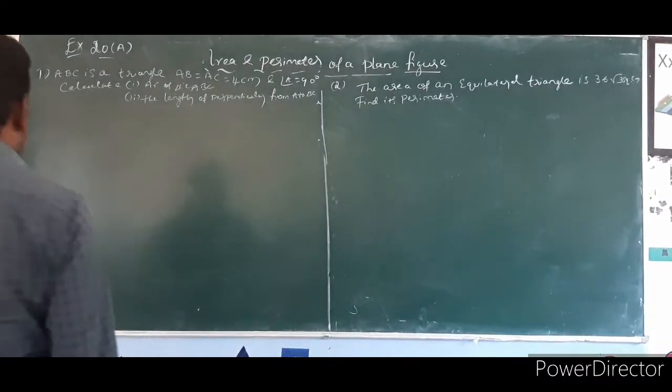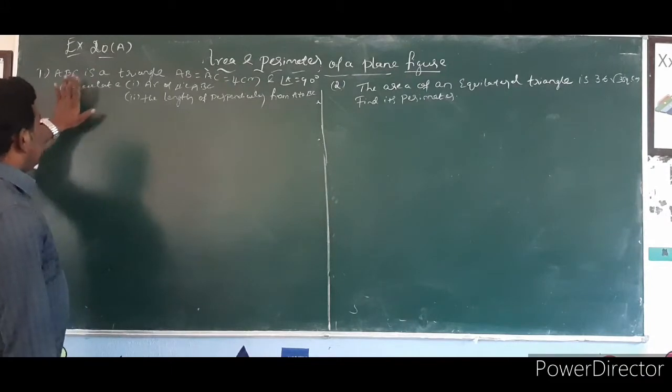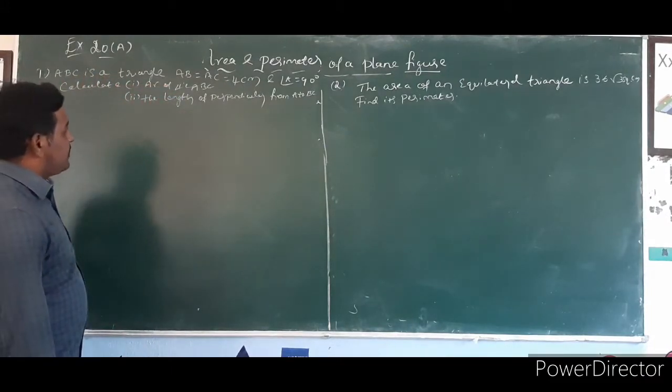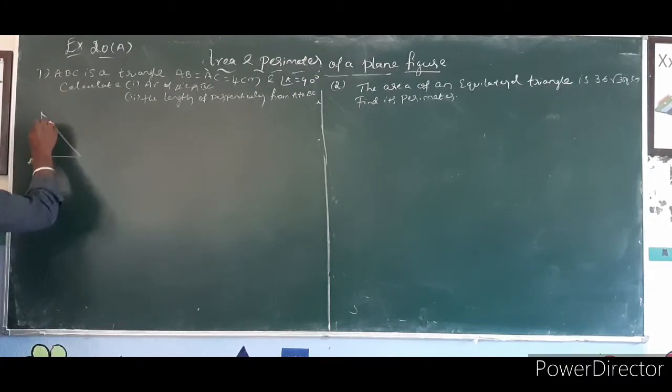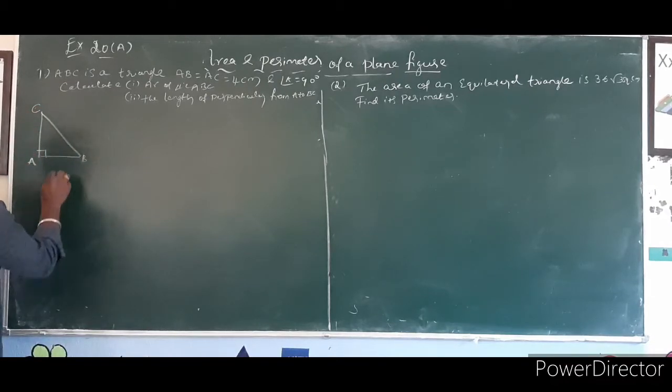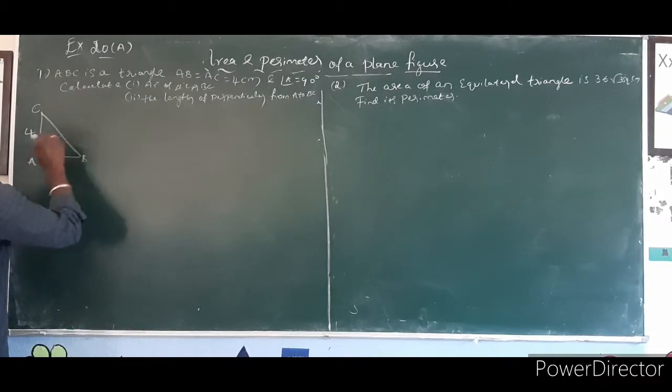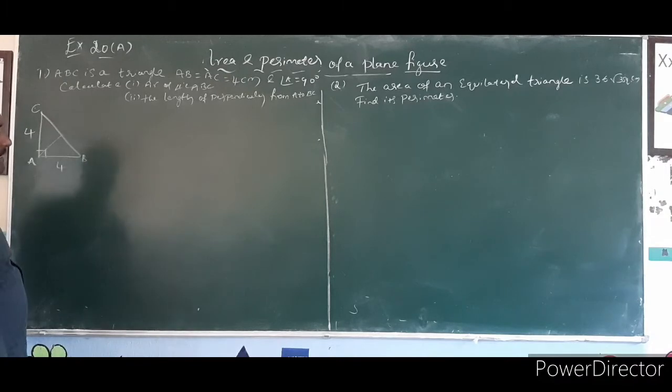So in today's class, ABC is a triangle, AB is equal to AC, 4 centimeter, angle A is equal to 90 degree. So they are given AB 4 centimeter, AC 4 centimeter. We have to find the length also. First we have to find the area of triangle ABC.